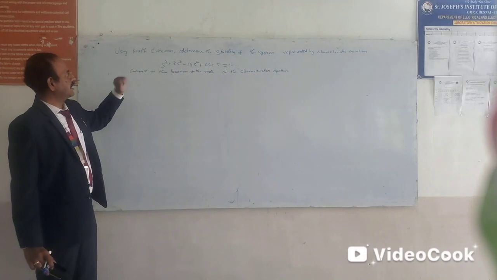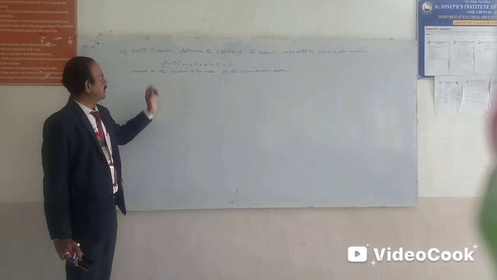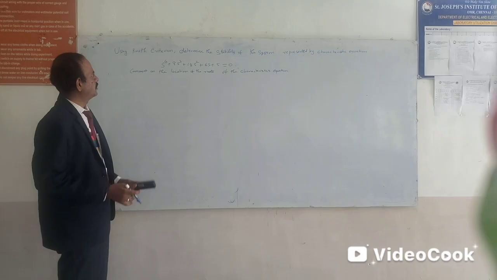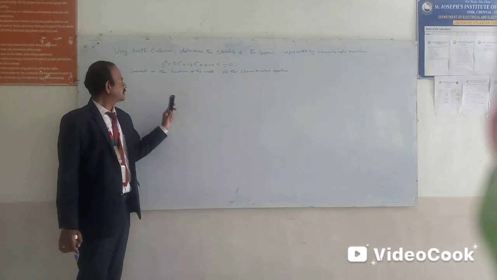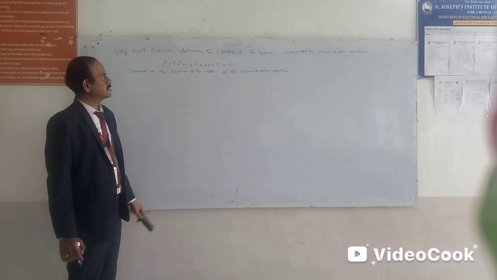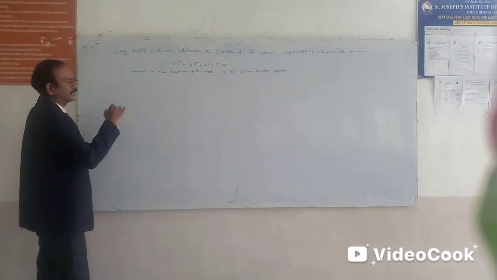Using the Routh criteria, determine the stability of the system represented by the characteristic equation s power 4 plus 8s cube plus 18s square plus 16s plus 5 equal to 0. We are asked to comment on the location of the roots of the characteristic equation. So how do we form the Routh array first?